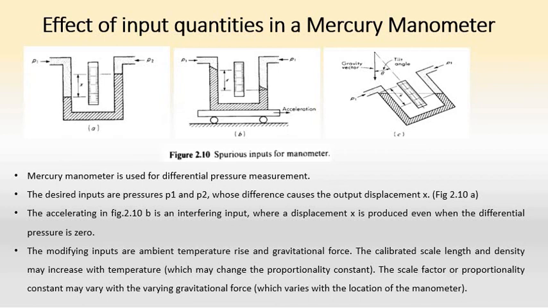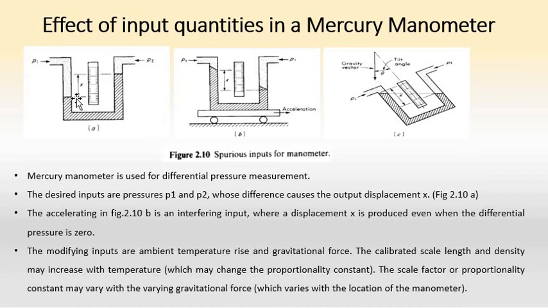Next, let us move on to an example, the mercury manometer. A mercury manometer is a device used for differential pressure measurement. In such a device, there will be two inputs, P1 and P2, which are the desired inputs that we need to measure. The difference of these two pressures needs to be measured by this device.